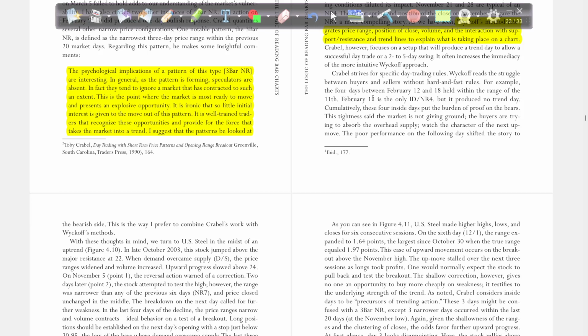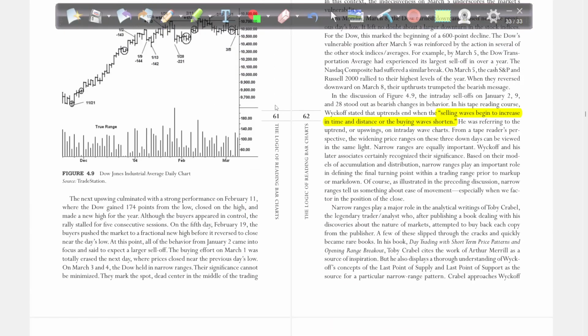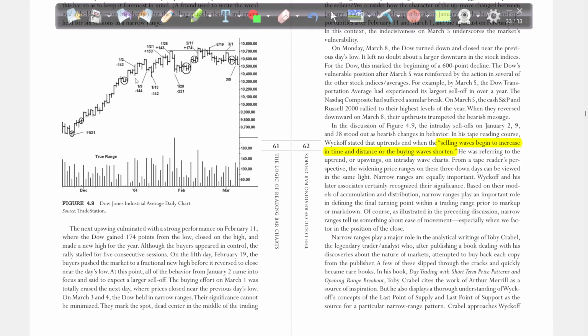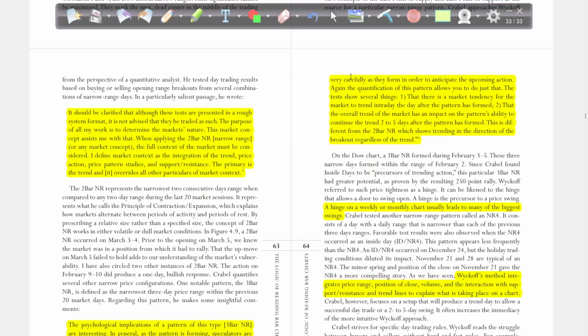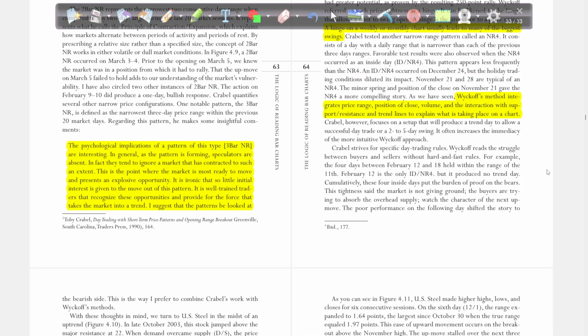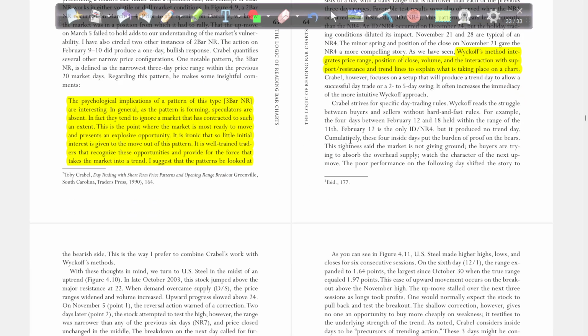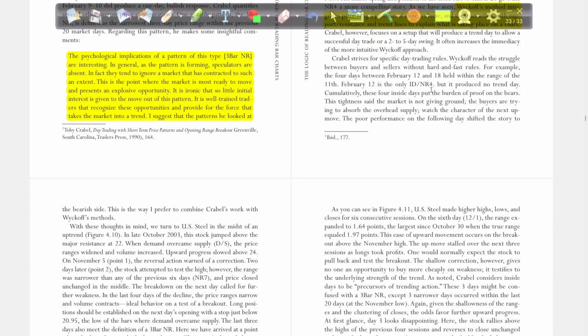For example, the 4 days between February 12 and 18 held within the range of the 11th. February 12 is the only intraday narrow range 4, but it produced no trend day.